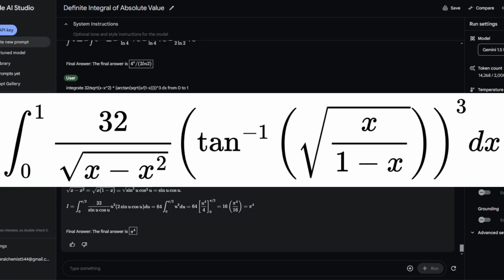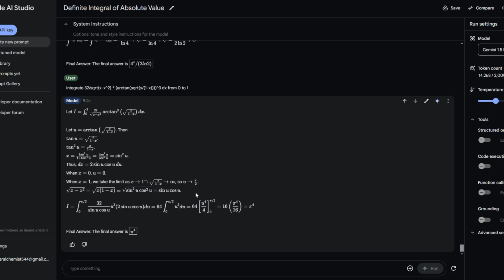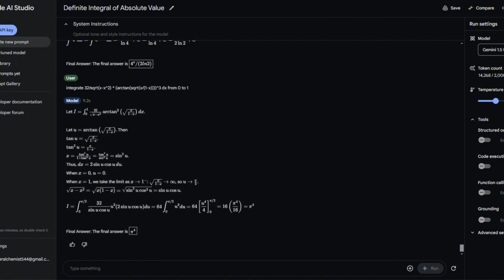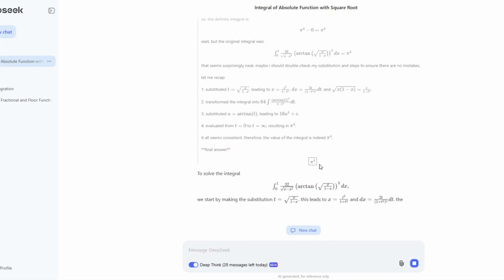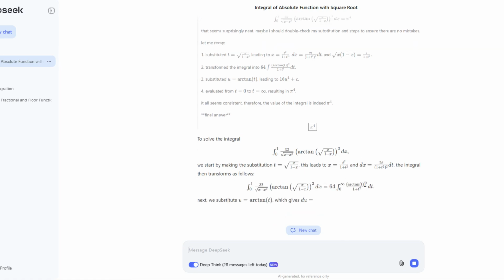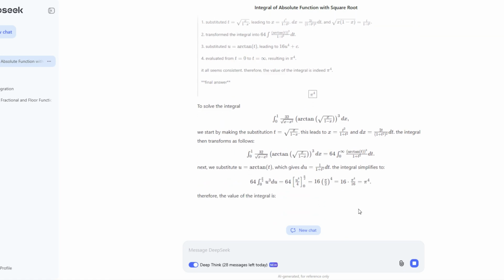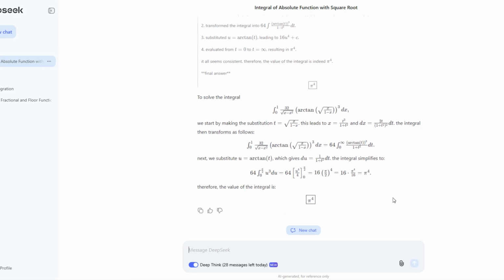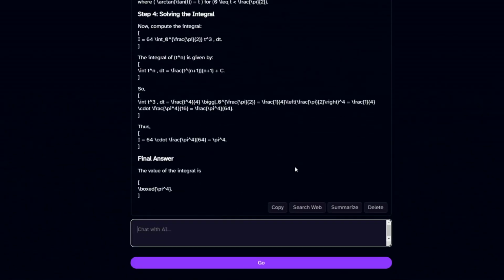Alright, our next integral is this monstrous trig sub integral. And holy hell, it was very quick. Google was very fast with this integral, surprisingly, and that is also a correct answer: pi to the power of 4. On the other hand, DeepSeek is still struggling. Oh, and it got it. Pi to the power of 4. Come on, Deep AI is really struggling so far. Oh, and it finally got the right answer. Pi to the power of 4.